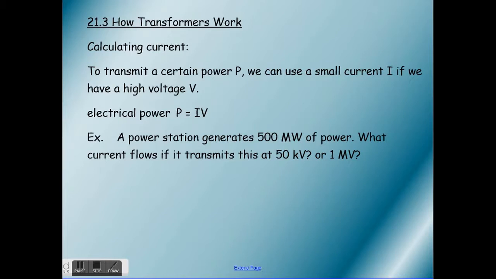Kilovolts. So we have 50 kilovolts and 500 megawatts. We need to figure out how much current is going to be in this system. That's P equals IV, right? Use that formula each time. So P equals IV, but here I need to solve for I.